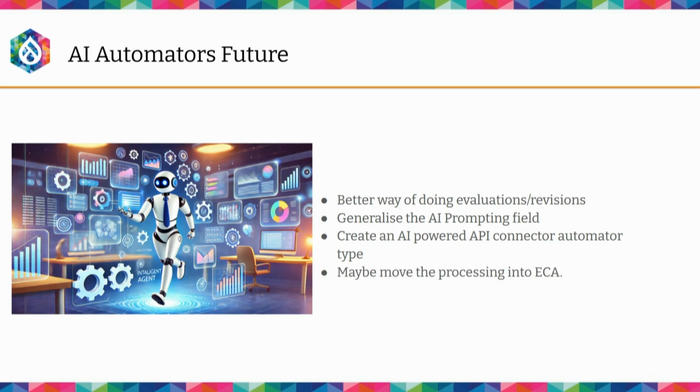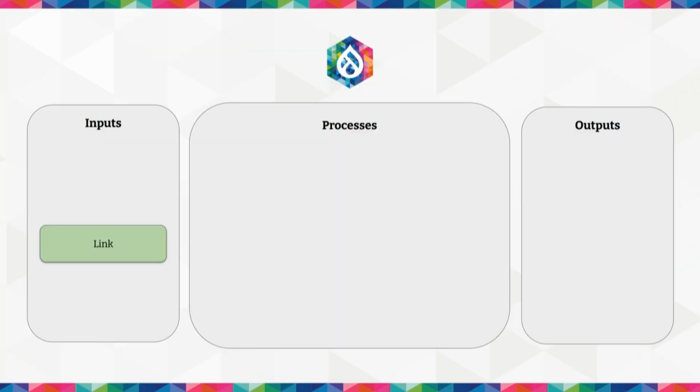Another step: maybe it makes sense to move a lot of the processing to ECA. Not the UI, not the processors, but the actual thing that runs on cron jobs, runs on direct save, and so on. We're replicating a lot of code there that ECA already solves at the moment. So if ECA becomes the de facto standard, which it already is in Drupal CMS, it could make sense to move this code into ECA so we don't have the same code twice.